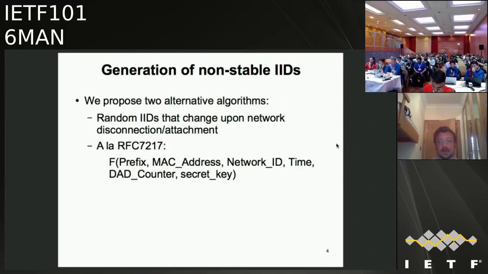The second one is essentially a modification of 7217, in which you add, for example, a time parameter, so that you can essentially use exactly the same algorithm with these minor modifications. So you don't need to have two completely different algorithms for a stable and for a temporary address. Again, these are two possible alternative algorithms. We are not saying you should do one or the other, but here are two from which you can possibly select one. Next slide.